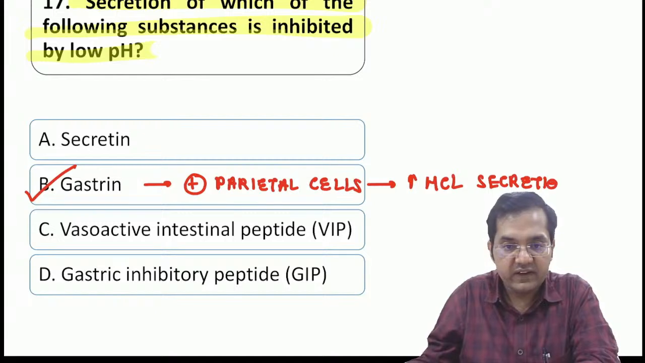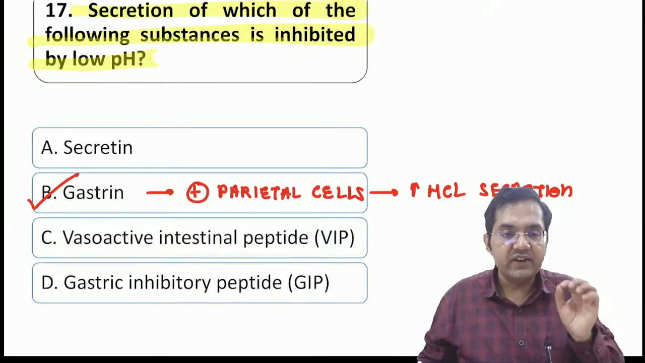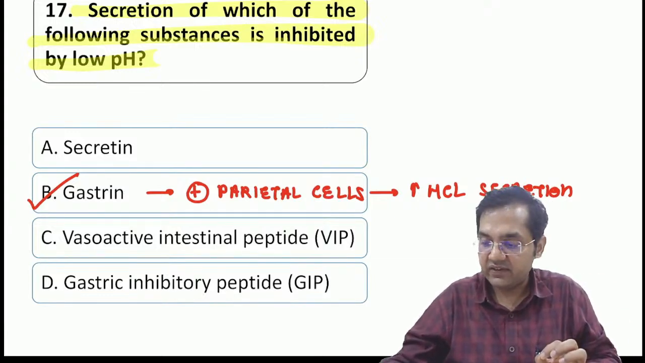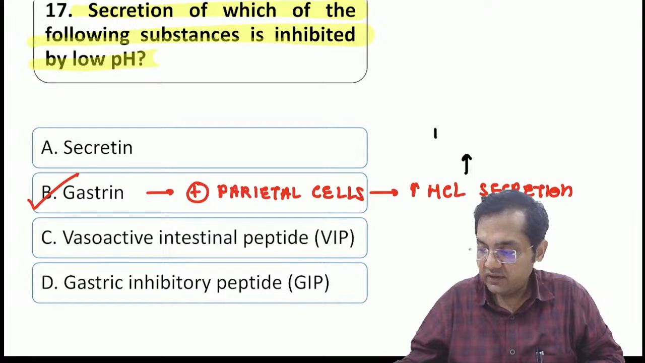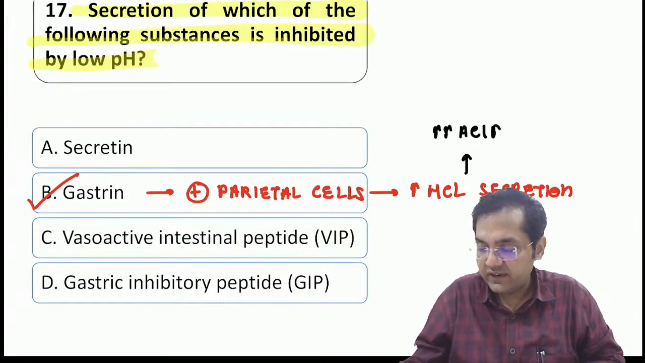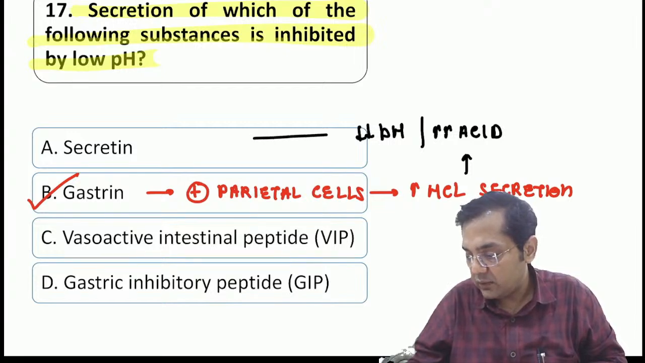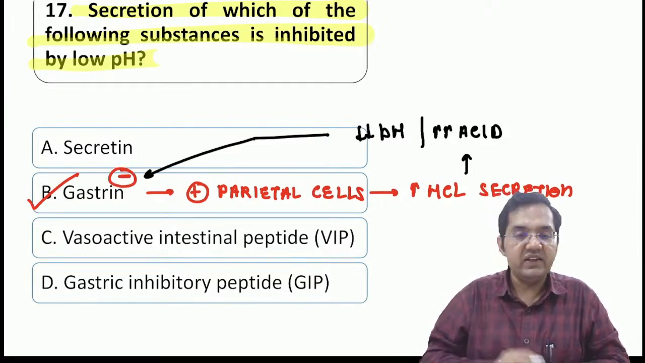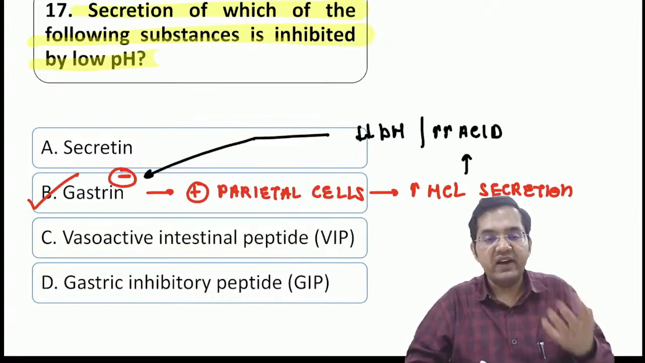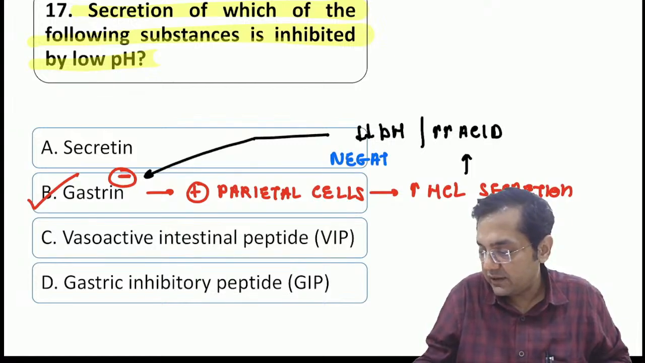This gastrin secretion is under a negative feedback. That means whenever gastrin stimulates parietal cells to increase the HCl secretion, and there is an increase in acid or low pH, what will happen? They will immediately inhibit the gastrin release. Why? Because already there is a lot of acidity. So gastrin is under the control of negative feedback.